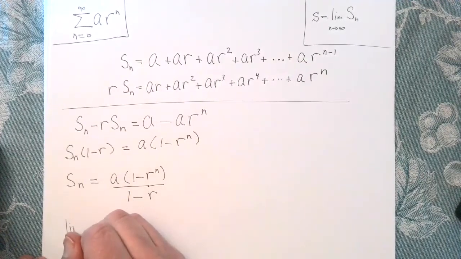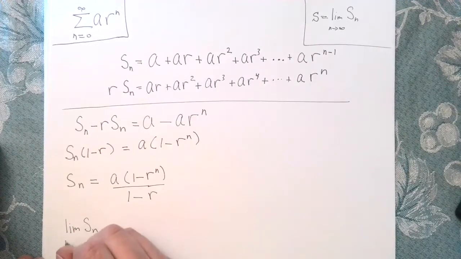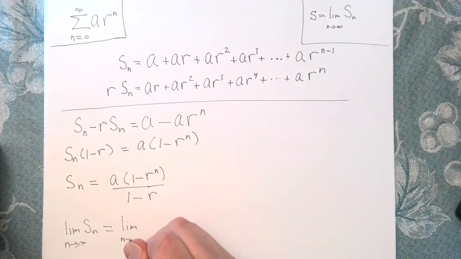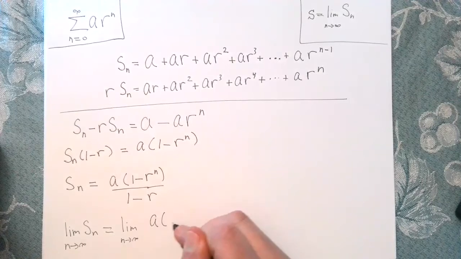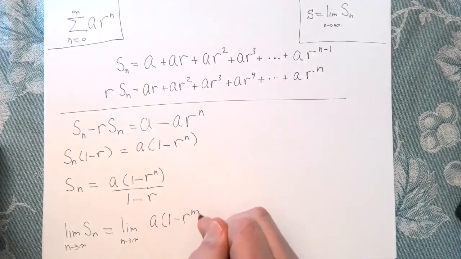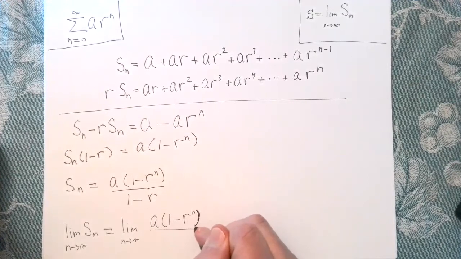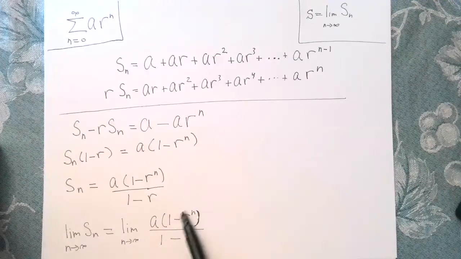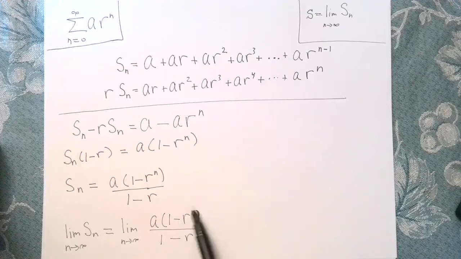And so now the limit of S sub n as n goes to infinity is exactly the limit as n goes to infinity of a times 1 minus r to the n over 1 minus r. Now this limit is with respect to n. Only n is increasing. Everything else is staying the same. The big question is, because we're thinking about exponentials here, for which choices of r would this converge or have a numerical limit as n goes to infinity?